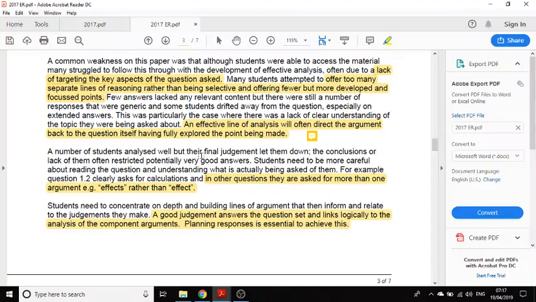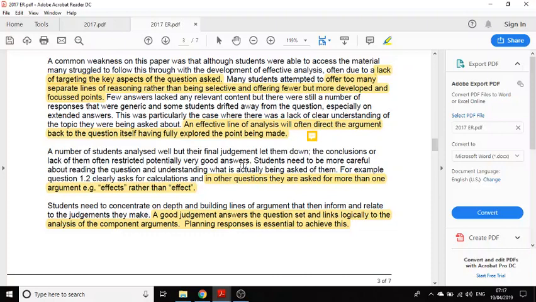It says here a number of students analysed well, but the final judgment let them down. The conclusions or lack of them restricted potentially very good answers. So just make sure that you do a good conclusion to your essay. Okay, a good conclusion in my book answers the question, supports that answer using previously identified arguments, and offers some balance.